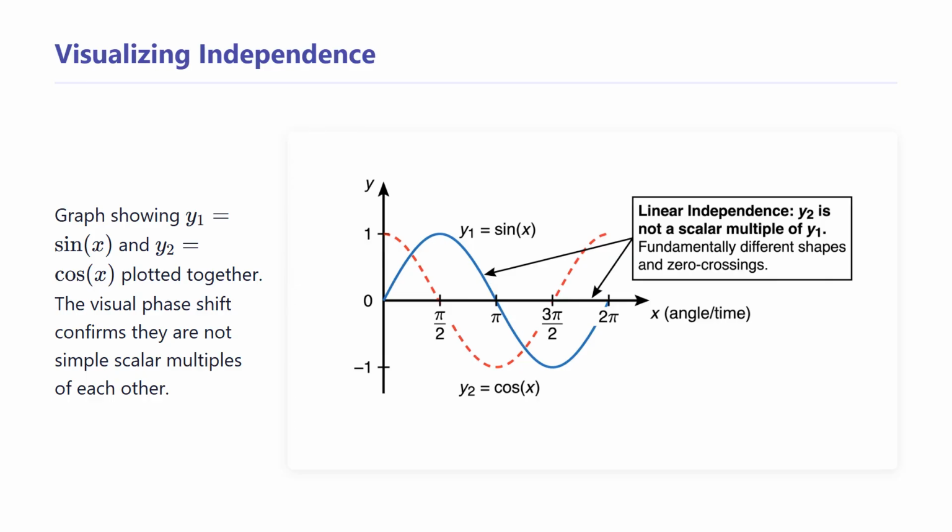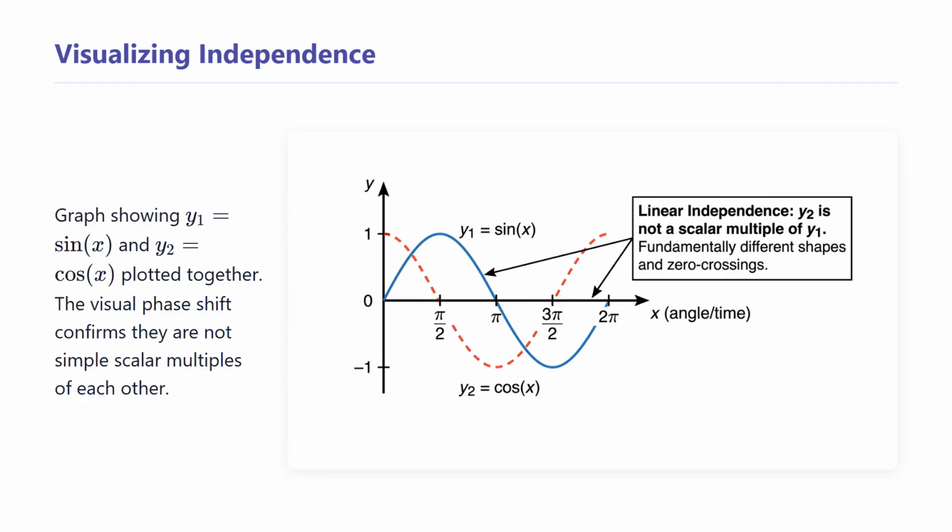To truly cement this idea, let us look at what linear independence means visually. Here we see a graph of the two functions we just tested, the sine wave in solid blue and the cosine wave in dashed red. The horizontal axis represents our variable x, which could be angle or time, and the vertical axis is the amplitude. Notice their zero crossings and peaks. The sine wave starts at 0, while the cosine wave starts at its maximum of 1.